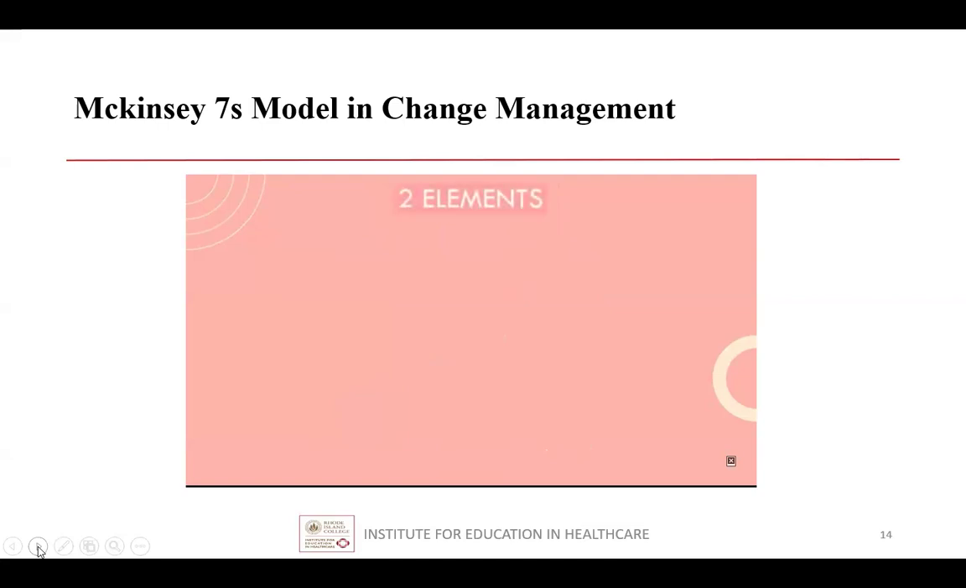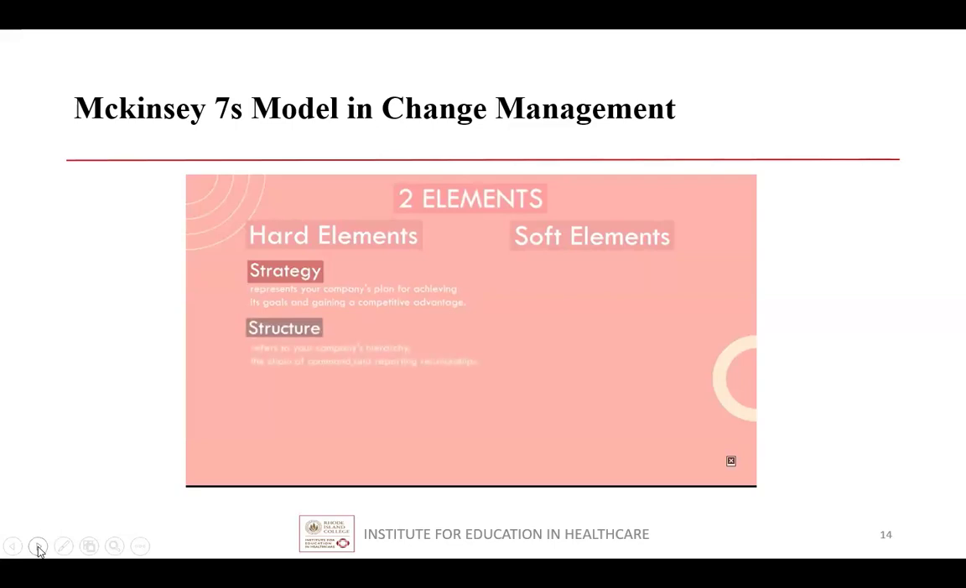There are 2 types of elements: hard elements and soft elements. Hard elements are easily identifiable elements under the management's control. They include strategy. Strategy represents your company's plan for achieving its goals and gaining a competitive advantage. Structure. Structure refers to your company's hierarchy, the chain of command, and reporting relationships. Systems. Systems are the daily activities the employees perform to keep the business running.